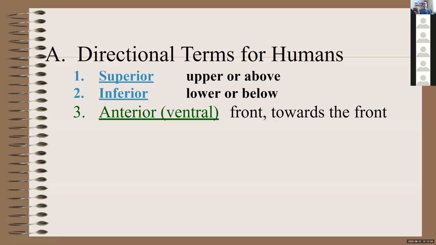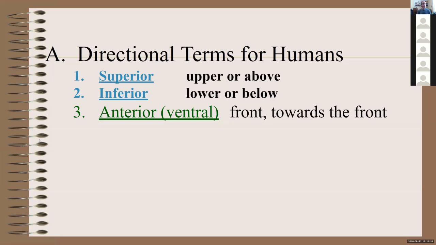Now here's another set of words. In anatomy, when we're referring to something as towards the front or front, we use the term anterior. It's also referred to sometimes as ventral.